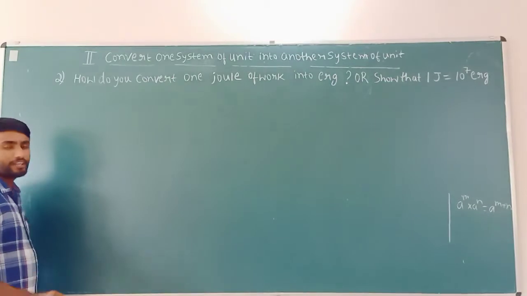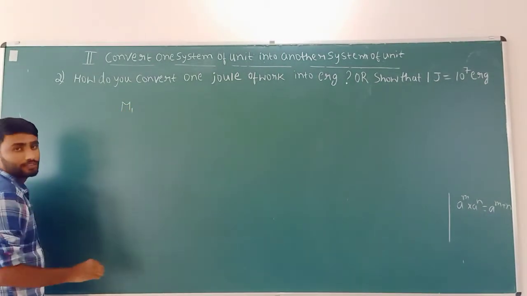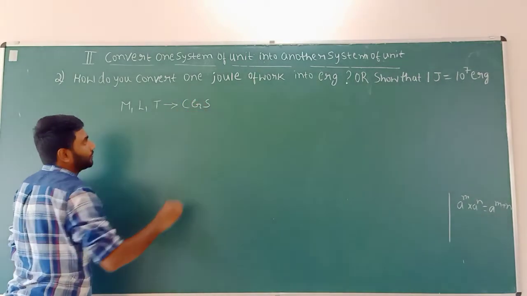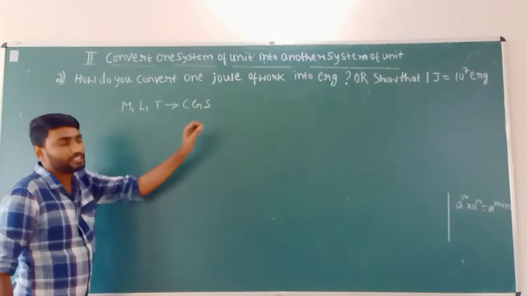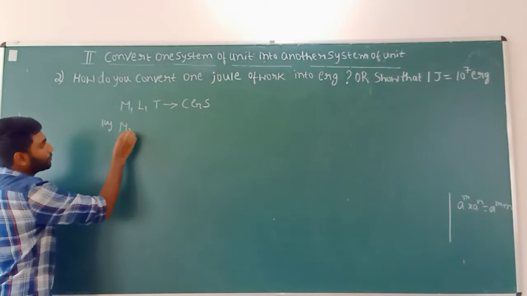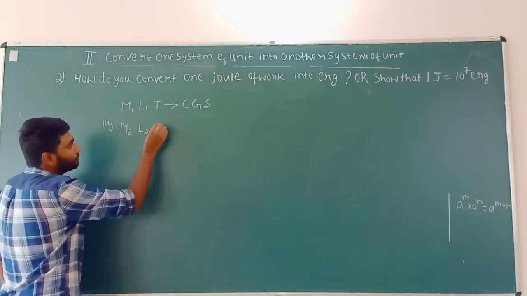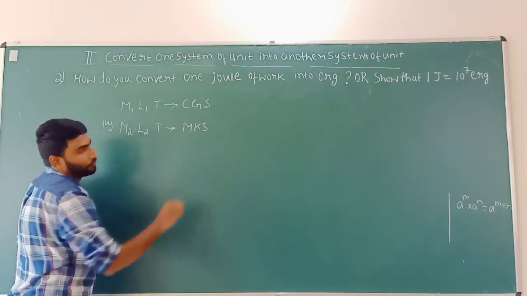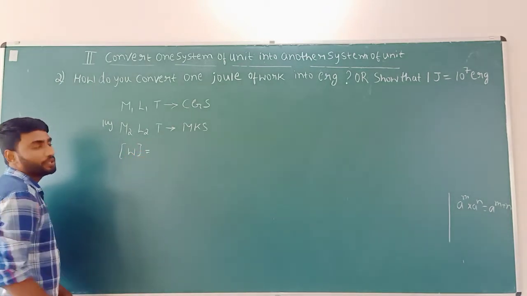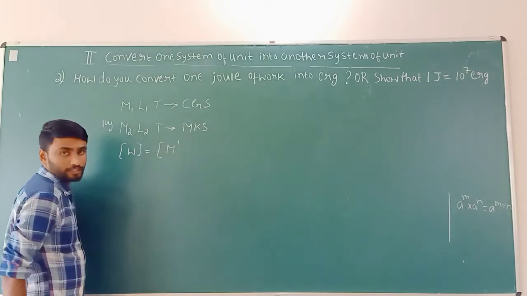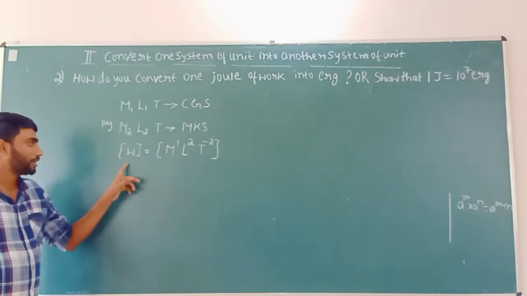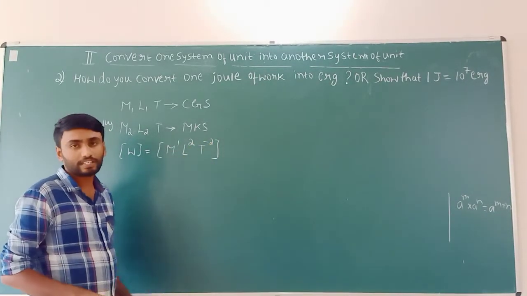Now consider, let the fundamental quantities be mass M1, length L1 and time T in the CGS system. Similarly, the fundamental quantities are mass M2, length L2 and time T in the MKS system. Now the dimensional formula for work, W equals M power 1 L square T power minus 2.